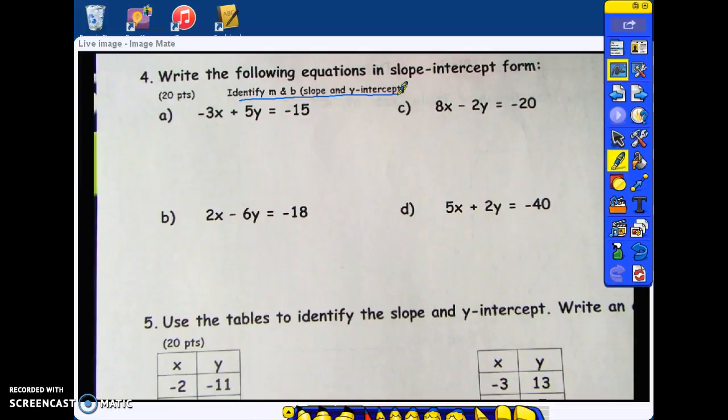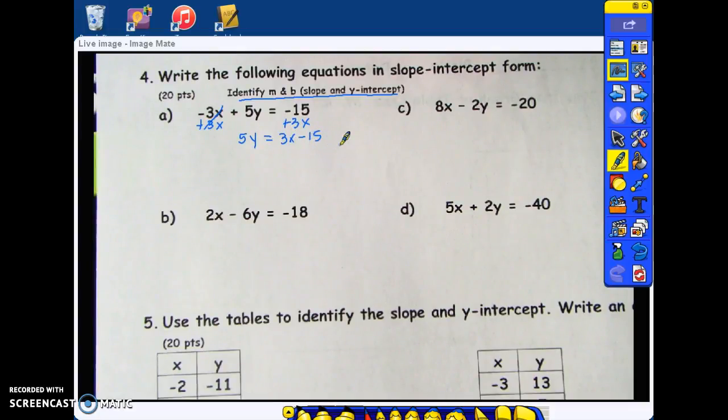In order to identify m and b, and in order to write it in slope-intercept form, we have to get y by itself. So the first thing I'm going to do on A is add 3x to both sides so that this -3x will cancel out. Then I'm going to bring everything else down. 5y equals 3x minus 15.